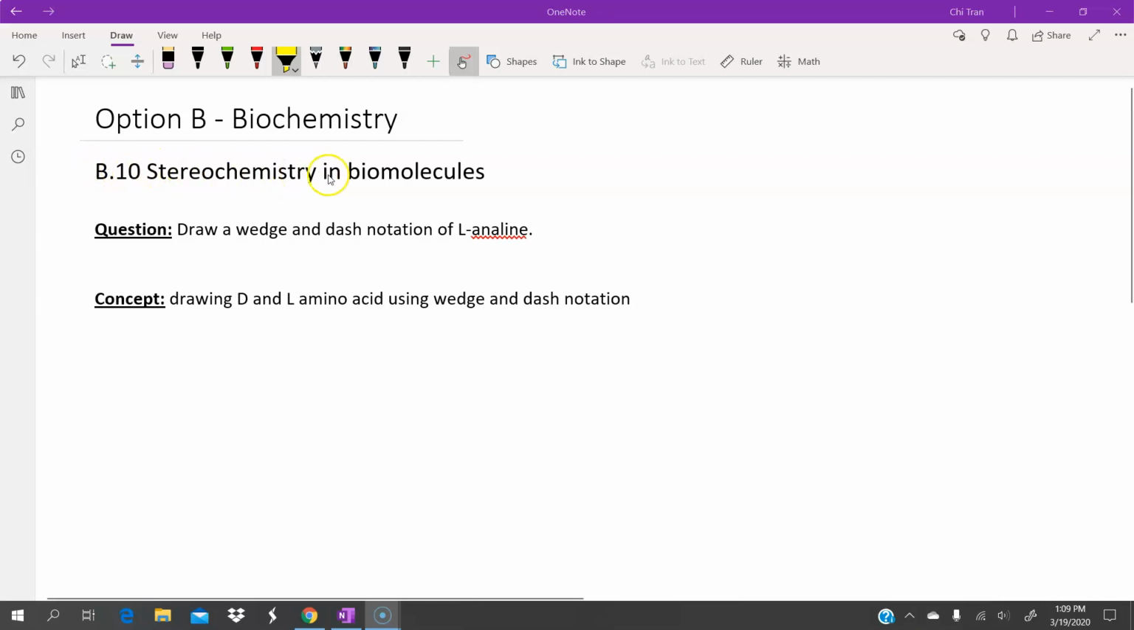This video is about stereochemistry and biomolecules. So the question is to draw a wedge and dash notation of L-alanine. And the concept here is drawing D and L amino acids using the wedge and dash notation.